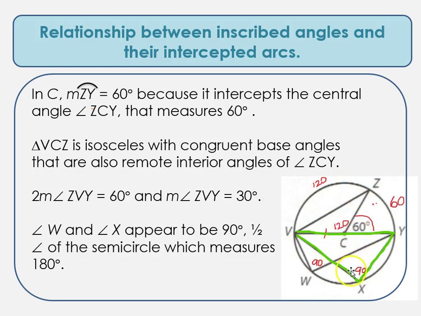In this triangle, angle W and angle X appear to be 90 degrees. They're part of the diameter. Their angle ends both intercept the diameter, and we know that the semicircle equals 180 degrees. So if this is a 90-degree angle, it actually is 1/2 of the measure of 180, and that goes for angle W also. So both angle X and angle W would be 90 degrees.